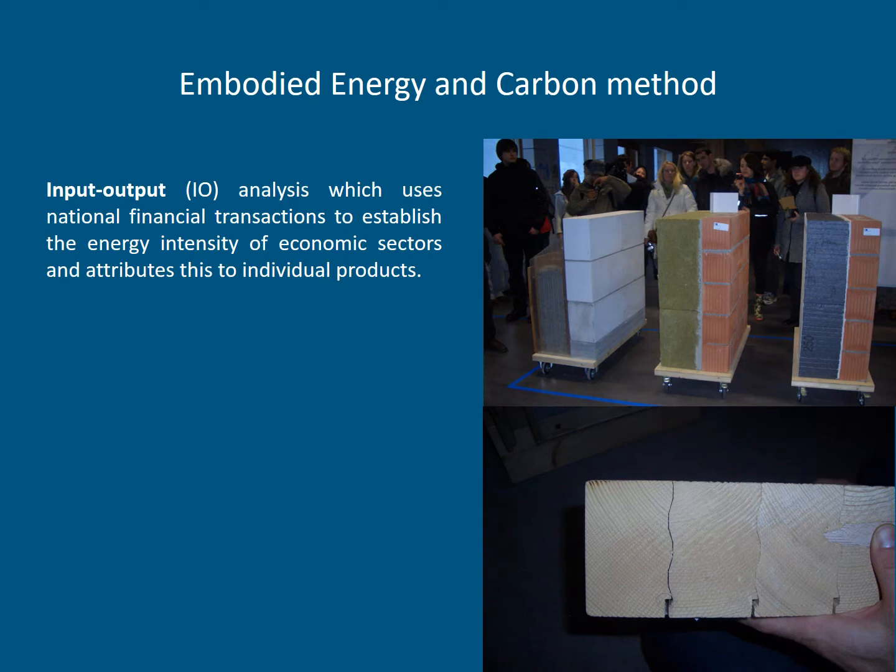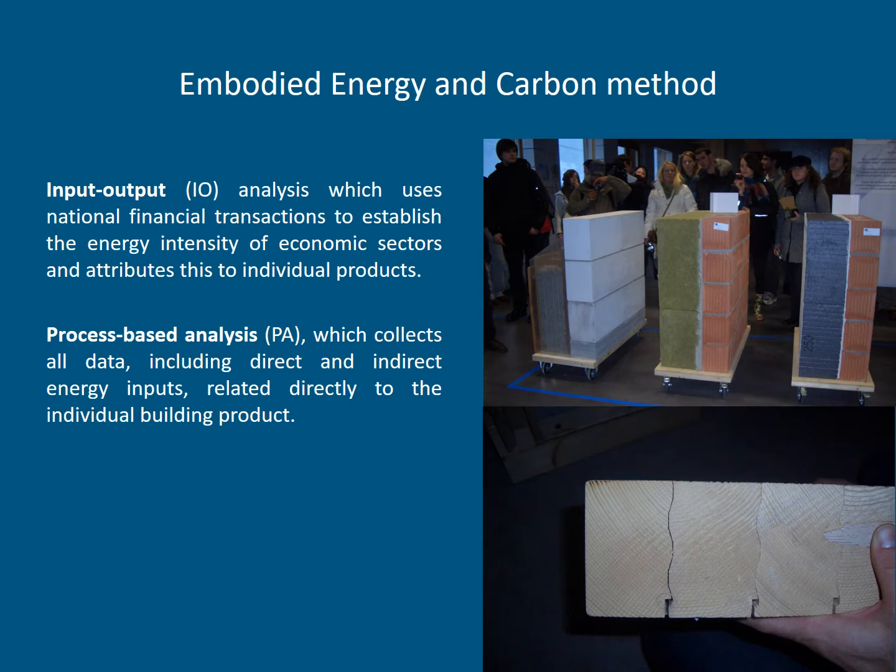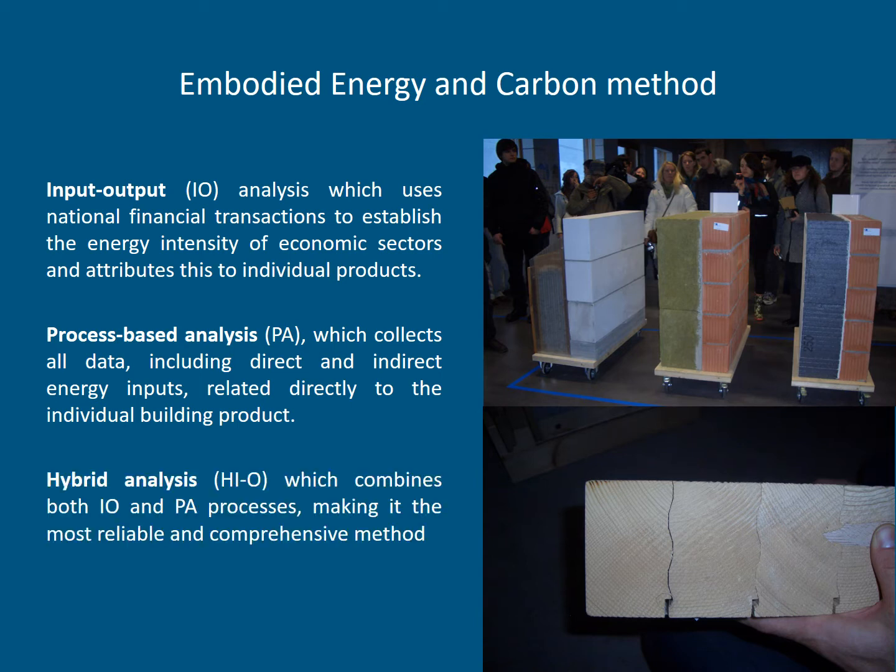There are basically three embodied energy and carbon methods used. The first is input-output analysis, which basically uses measurements from different national economic sectors and attributes this energy intensity to individual products. The second is based purely on data related directly to the individual building product. The third is called hybrid analysis, and it combines the best of the previous two processes, making it the most reliable method. However, because of limited data accessibility, we use the process-based analysis for these two case studies.